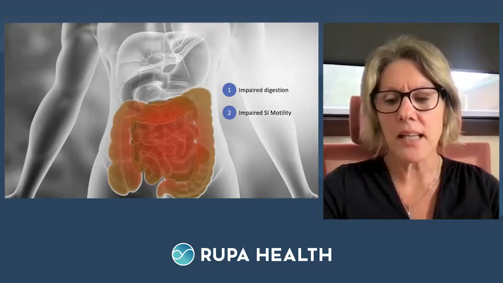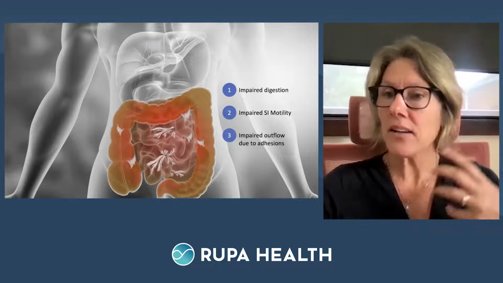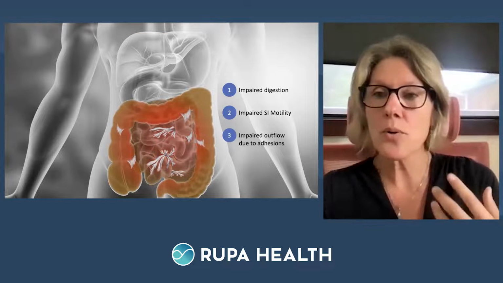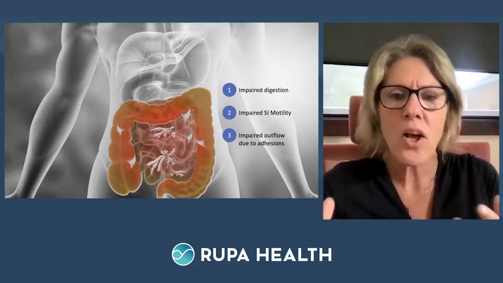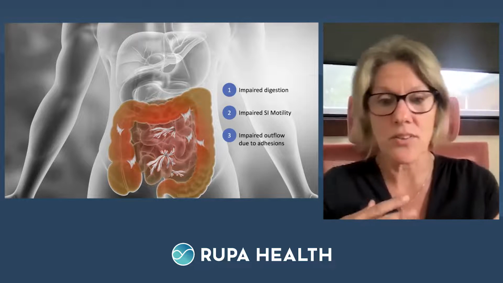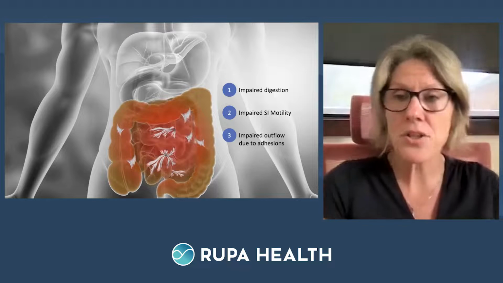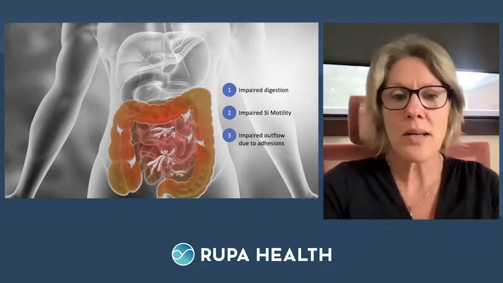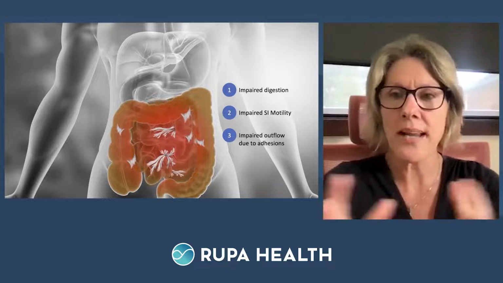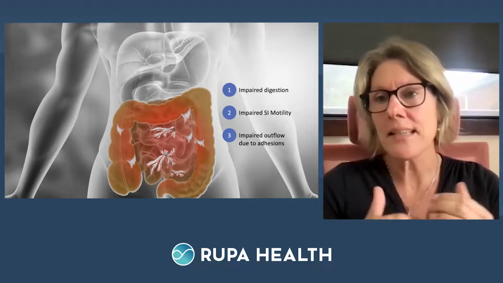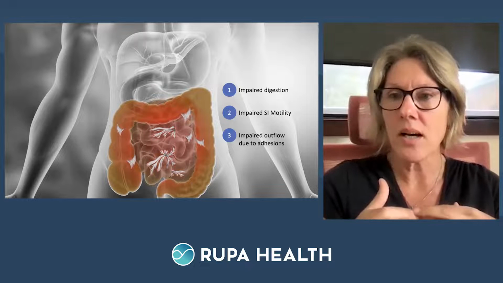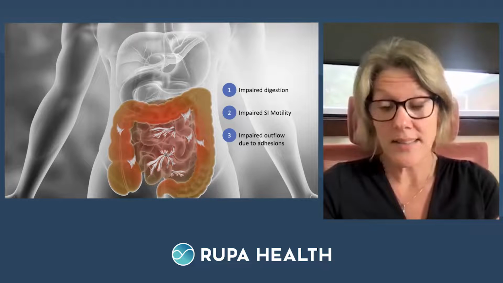And then thirdly, you can have impaired outflow where you have really anatomical kinks in the garden hose because of adhesions or scar tissue. You can have strictures, you can have issues with how things move from point A to point B, and really a dysmotility based on adhesions and structural deficits.